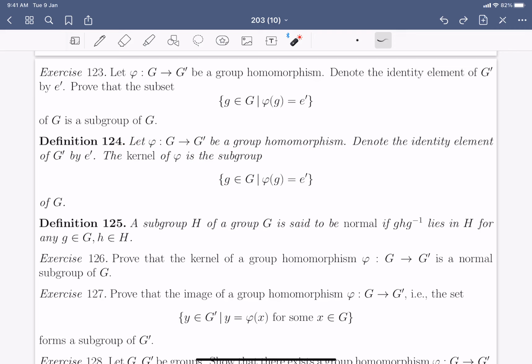But as usual, you may say that we still do not have a proof of this exercise. No, we don't have. This is left for you as an exercise to work on. So please show that this subset consisting of the elements of G which are mapped to the identity element of G prime forms a subgroup of G.